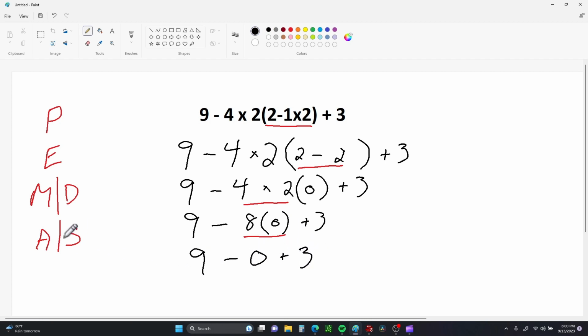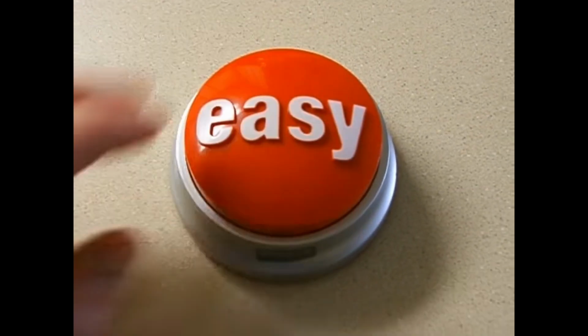Now I have addition and subtraction, which are both of equal weighting, but I have to go left to right. So I'm going to do the 9 minus 0 first, which is just 9, and I bring down the plus 3. And our final answer is 12. That was easy.